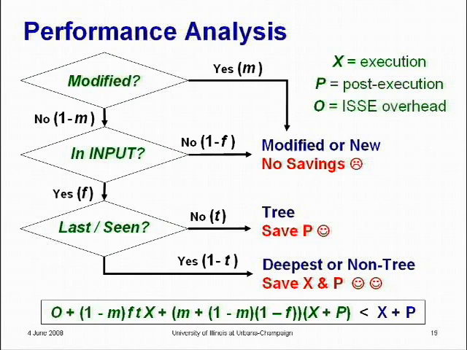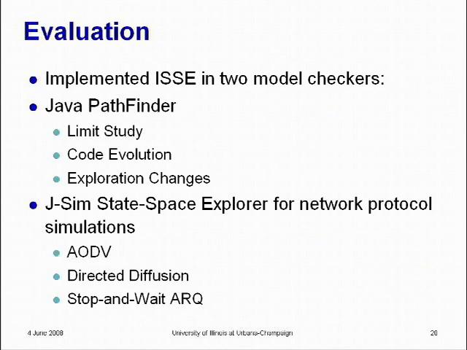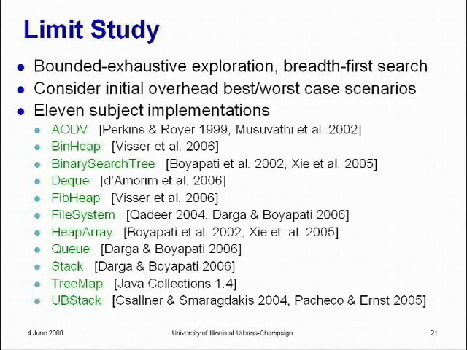For the sake of not being late for the lunch, I'm going to omit the details of this. It's just basic analysis saying what are the savings that can be achieved. I'm going actually to proceed to the empirical evaluation that shows what the numbers show and how much time we were able to save using this technique. We've implemented this SSE technique in 2 model checkers, JPF and something called JSIM, which is specialized for network protocols. I'm going to show some of the results for both of them.